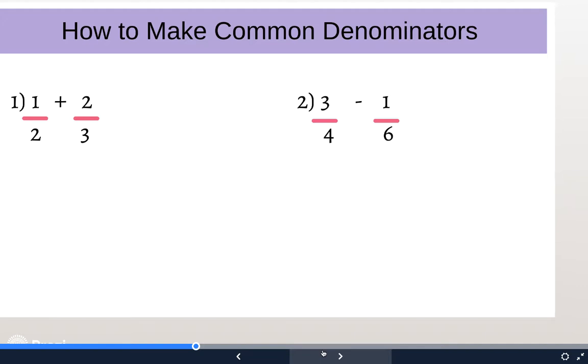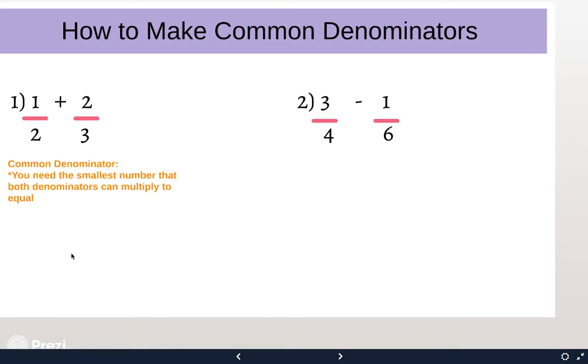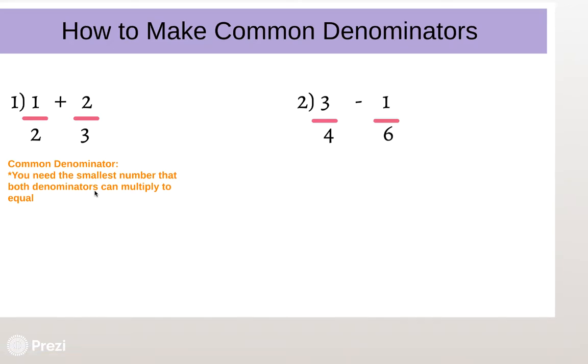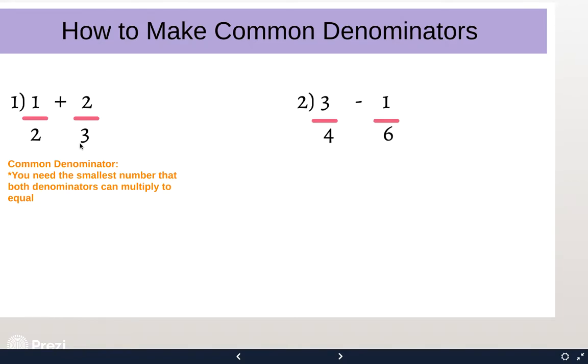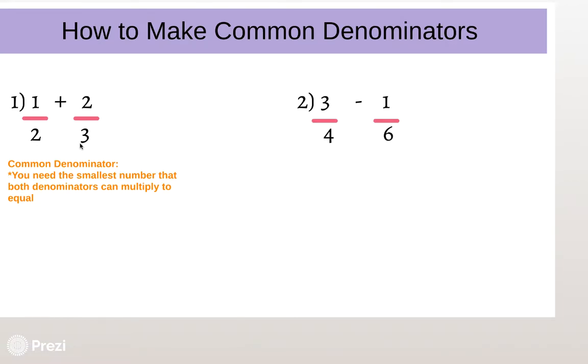Okay, so when we make a common denominator, the first thing we're trying to do is come up with the smallest number that both denominators can multiply to equal. This is usually called the least common multiple, but I'm just going to call it the common denominator for now. So we want the smallest thing that 2 and 3 will multiply to equal.